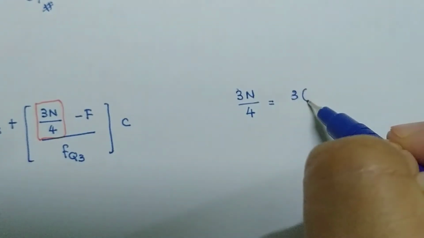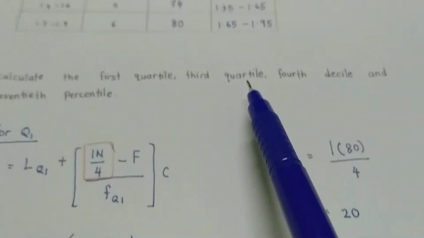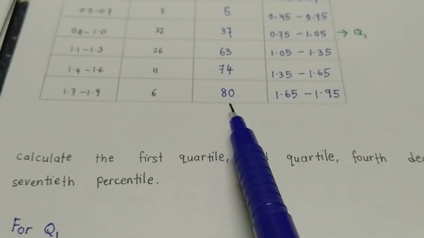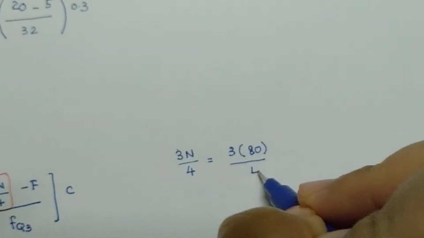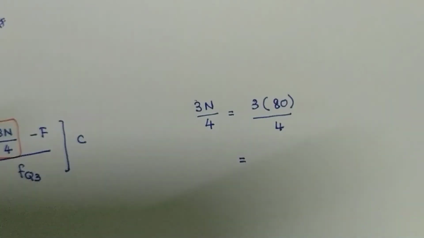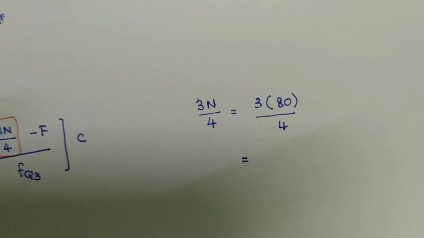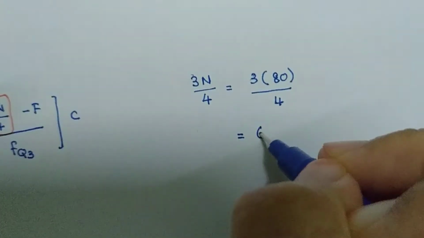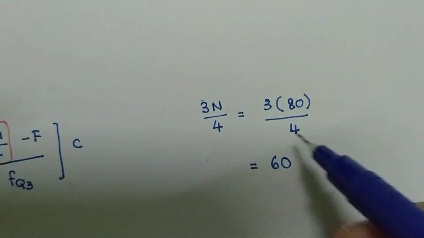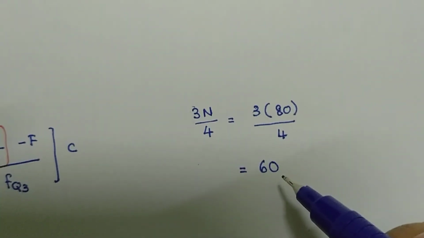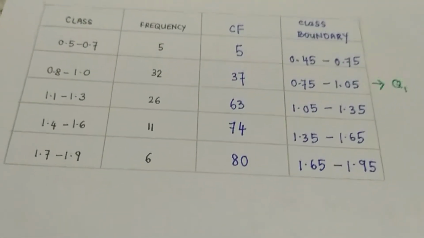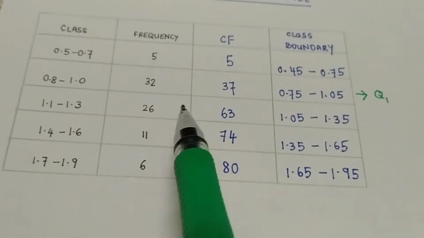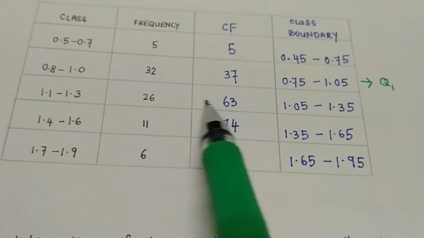Okay, so 3 times the total frequency, which is 80. So 3 times 80 and then divide by 4, we get 60. So for the 60th observation, we must look at our cumulative frequency. So 60 lies in this class.